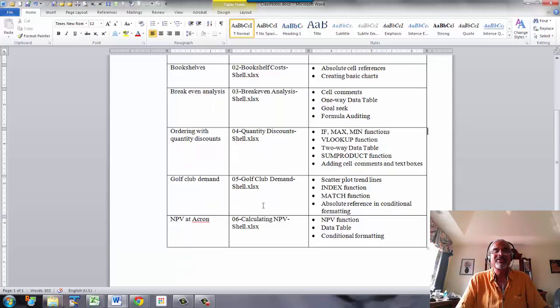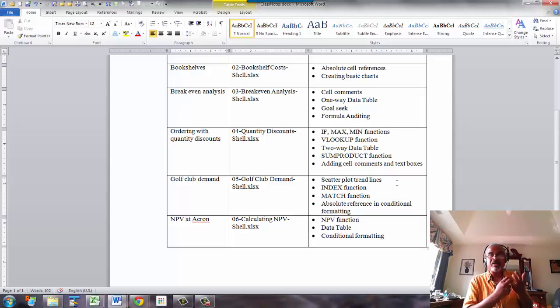And the next one is golf club demand, and this was probably the most difficult model of all the models that we discussed in Chapter 2. And we did scatter plots and trend lines. Then the two important functions, INDEX and MATCH, to be able to find the corresponding price for a maximum profit. And we did absolute references in conditional formatting, how to use absolute referencing in conditional formatting.